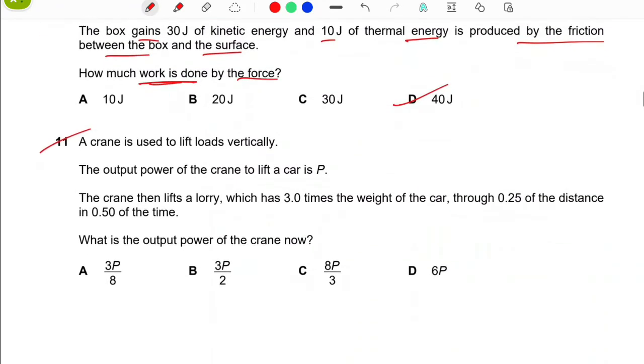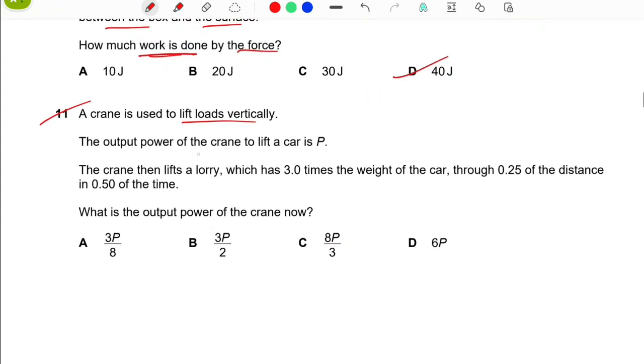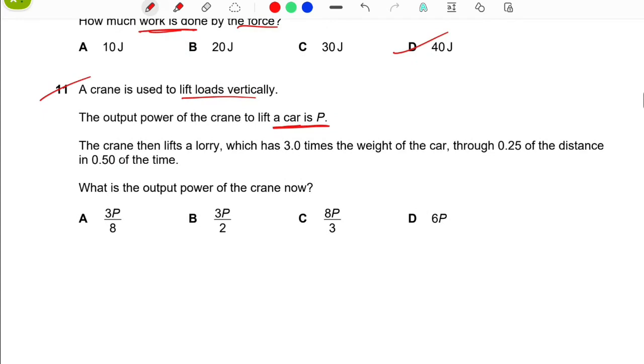Question number 11 says a crane is used to lift loads vertically. The output power of the crane to lift a car is P. The crane then lifts a lorry which has 3 times the weight of the car through 0.25 of the distance in 0.5 of the time. So displacement is 0.25 and they have given time. In this much time, it lifted the lorry to this much distance. What is the output power of the crane now?